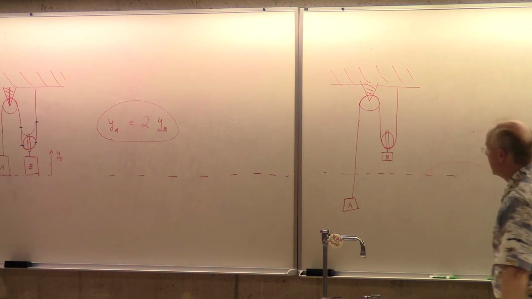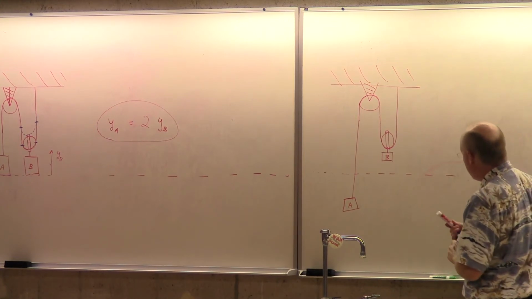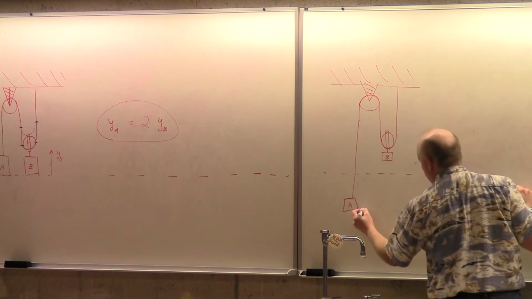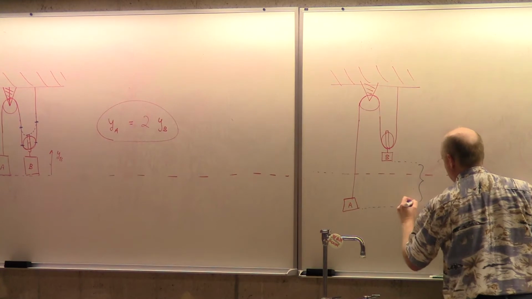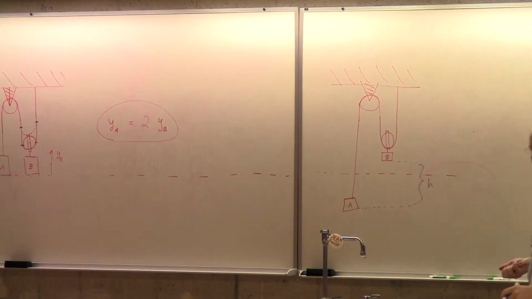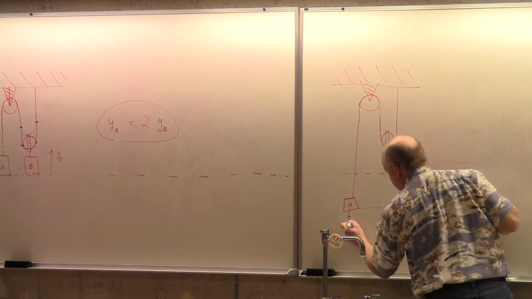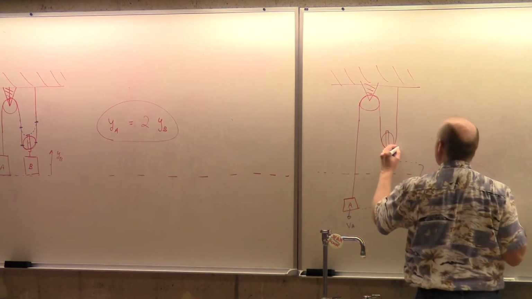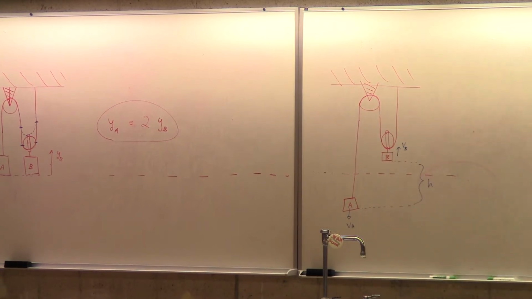And so I guess I have something like that, where then if I make a mark here, that separation is A. And this one is moving down with a velocity of VA, and this one is moving up with a velocity of VB.